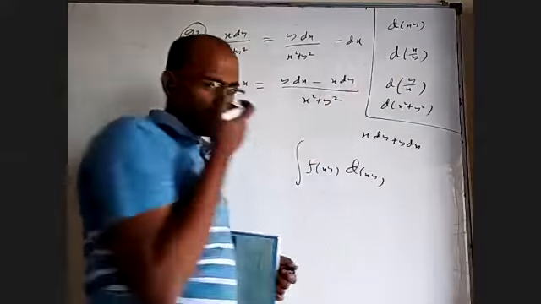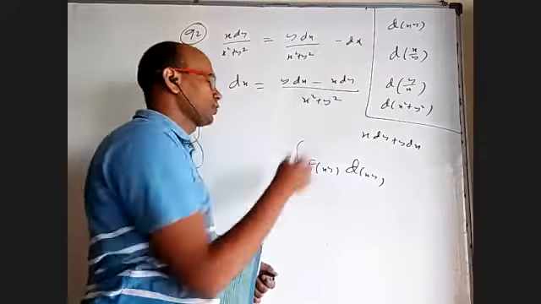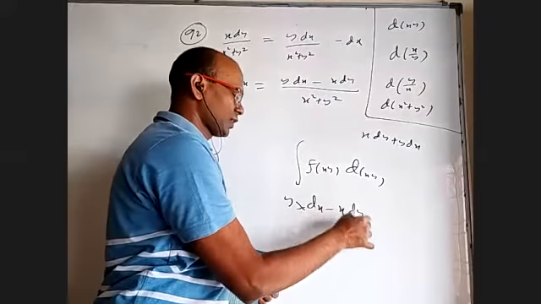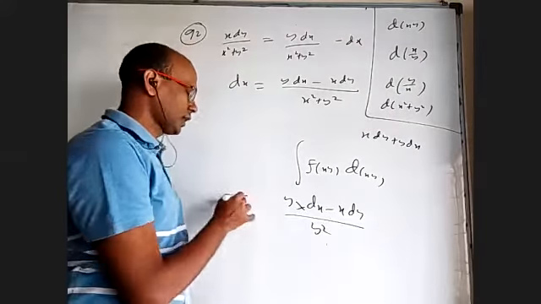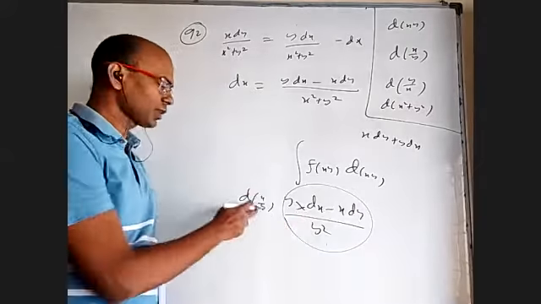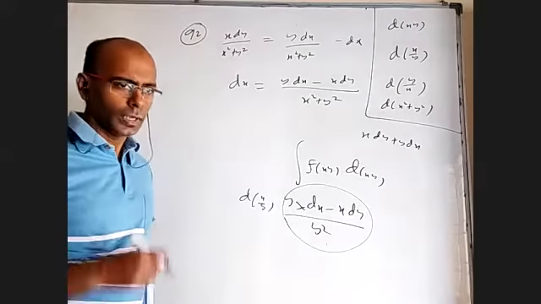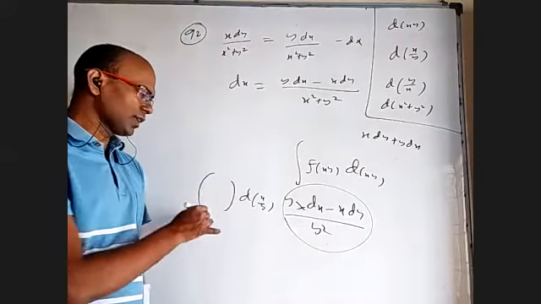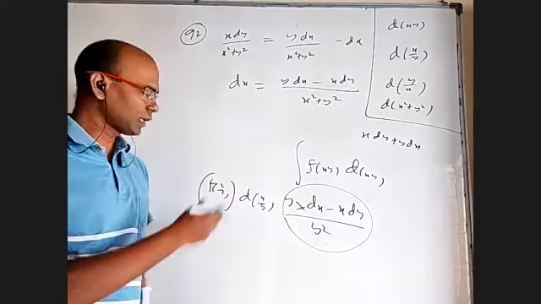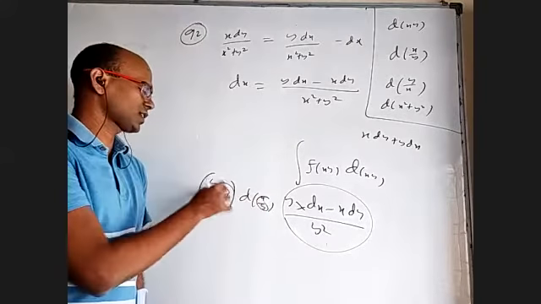Similarly, what is d of x/y? The u by v rule you can use: y into the derivative of x, which is dx, minus x into the derivative of y, which is dy, by y². That is d of x/y. So anytime you find this kind of expression, we are going to convert it into d of x/y. But whatever else is there should be a function of x/y, the rest of the function. Then only we can integrate. So we can take this as t and integrate it.